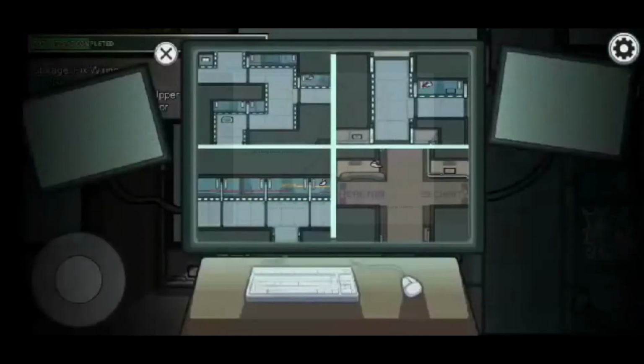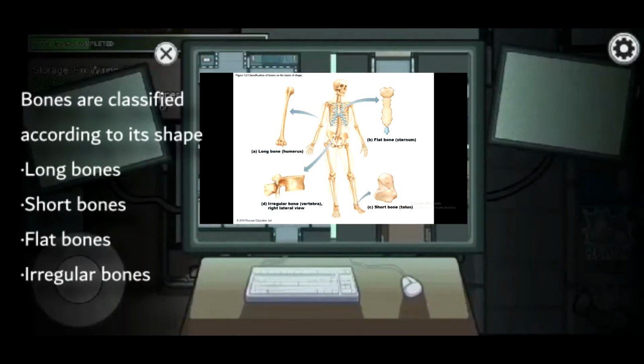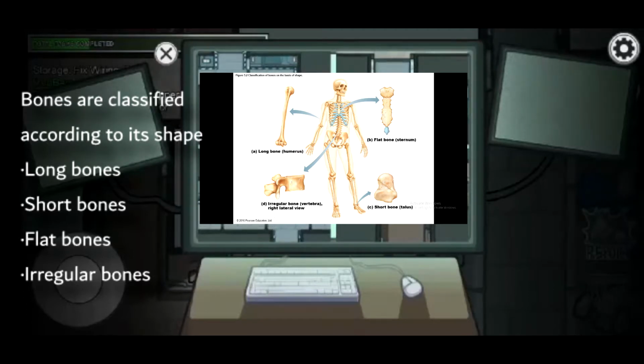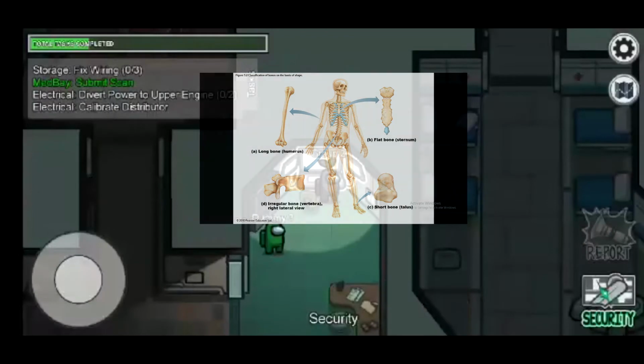Bones are classified according to their shape. The long bones are typically longer than wide, for example the femur and humerus. Then the short bones are generally cube-shaped and contain mostly spongy bone, for example the carpals and tarsals. The flat bones are thin, flattened, and usually curved, for example the skull, ribs, and sternum.